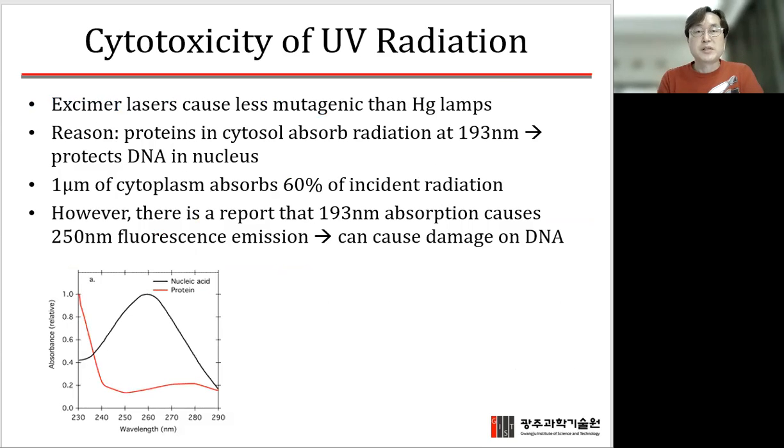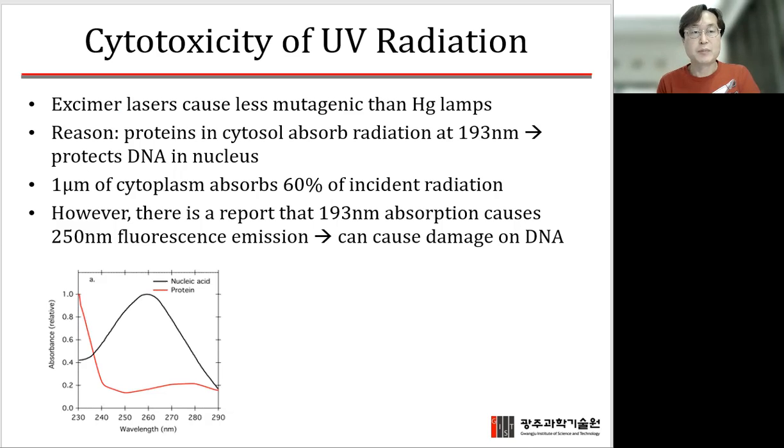So let's look at the cytotoxicity of UV radiation further. Excimer laser is less mutagenic compared with mercury lamps. The reason is that proteins in the cytosol absorb radiation at 193 nanometers so that they can protect the DNA in the nucleus. So 1 micromole of the cytoplasm can absorb 60% of the incident radiation. However, there is a report that 193 nanometer absorption causes 253 nanometer fluorescence emission, so that it can cause damage to DNA.